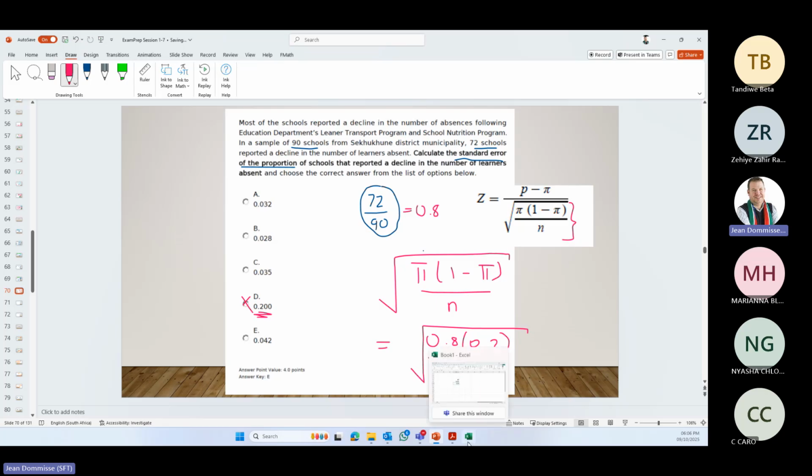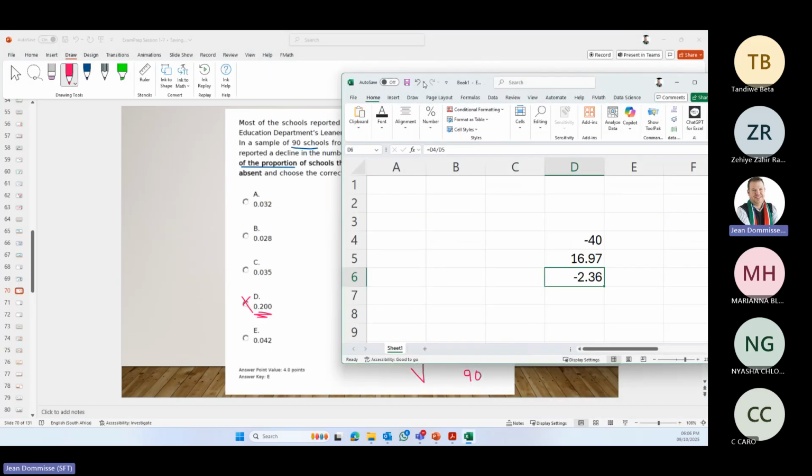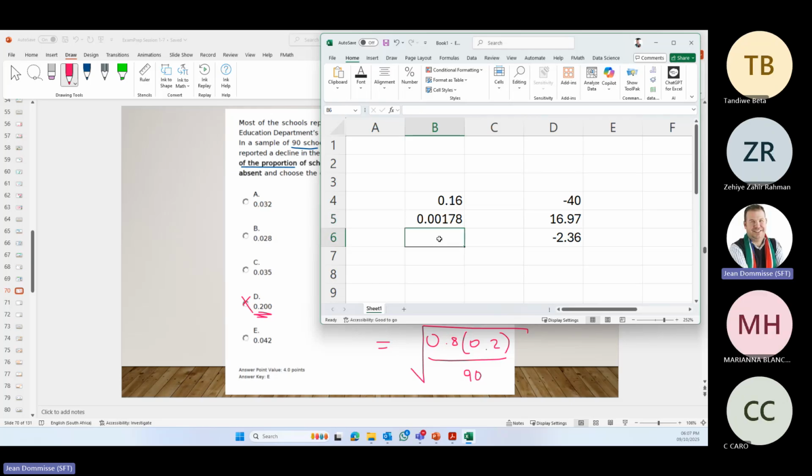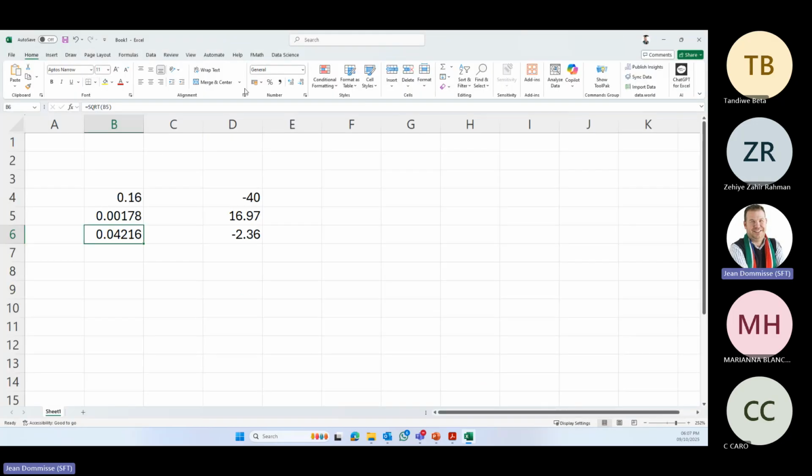0.001. Sorry, my cell phone calculator definitely cannot do this. So 0.8 times 0.2, divided by 90 gave us that, and the square root of that gives us 0.04216. Again, let's round it off.